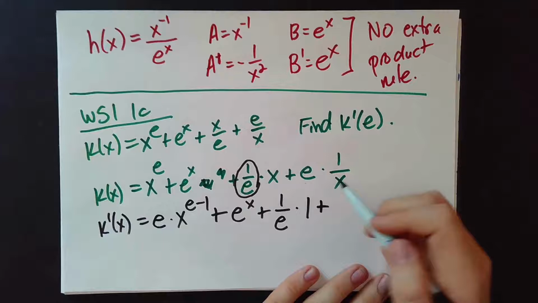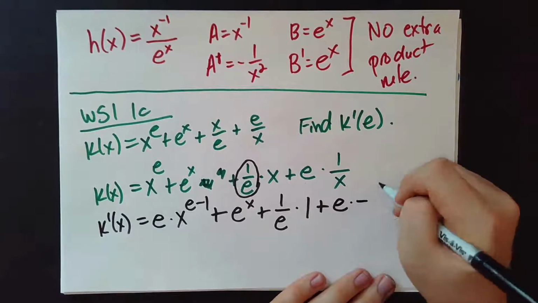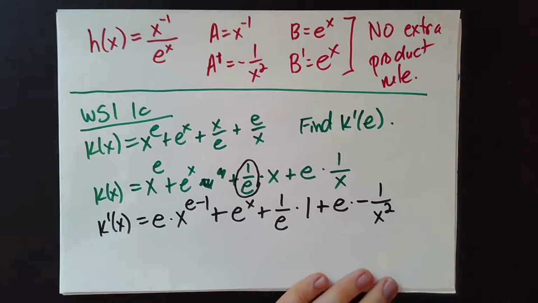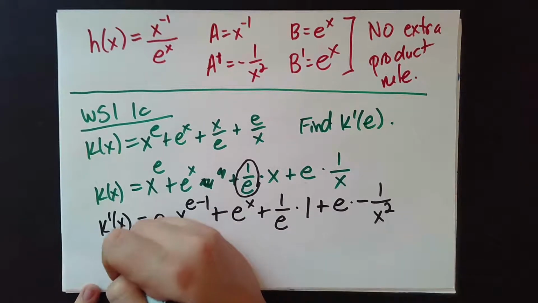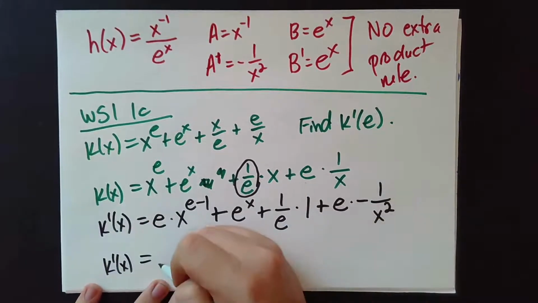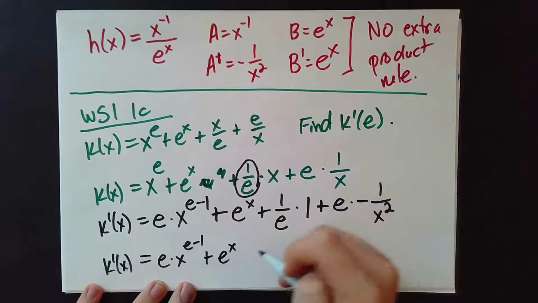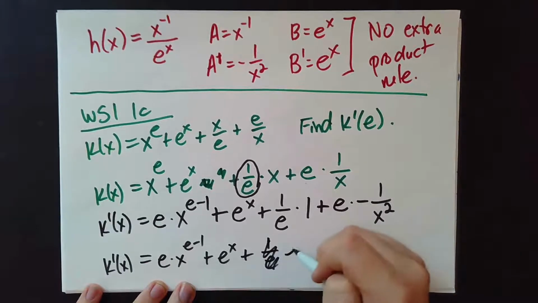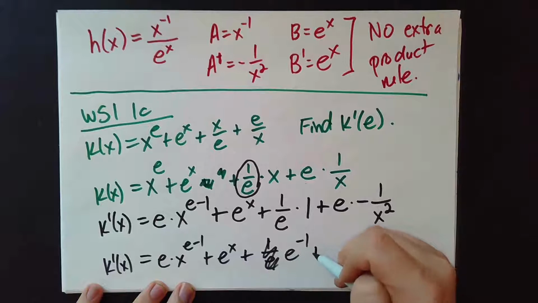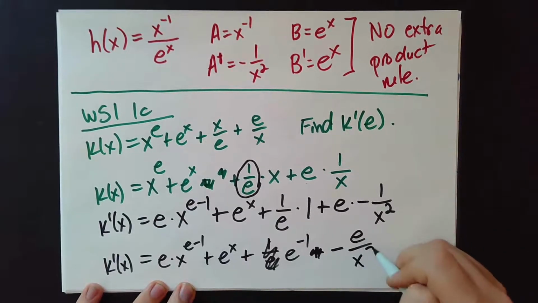plus, and now e times the derivative of 1 over x. And so if you liked the formula I gave you for the derivative of 1 over x, it'll be times minus 1 over x squared. Okay. And so k prime of x here works out to be e times x to the e minus 1 plus e to the x plus 1 over e, or e to the minus 1, I guess I'll write it as minus e over x squared.